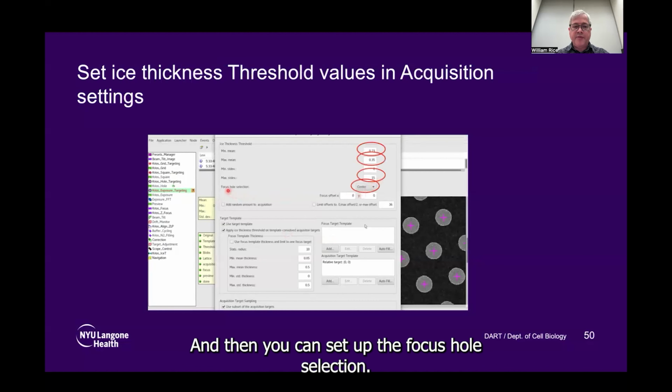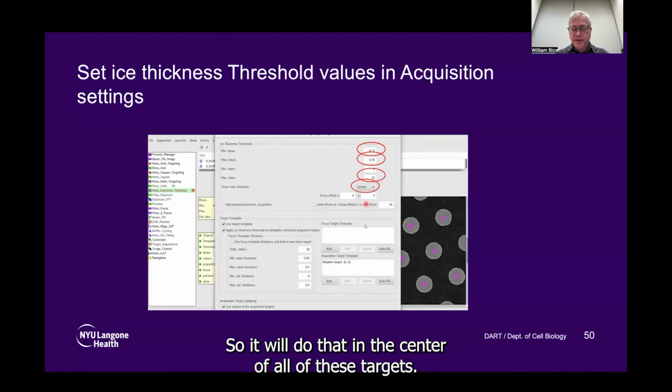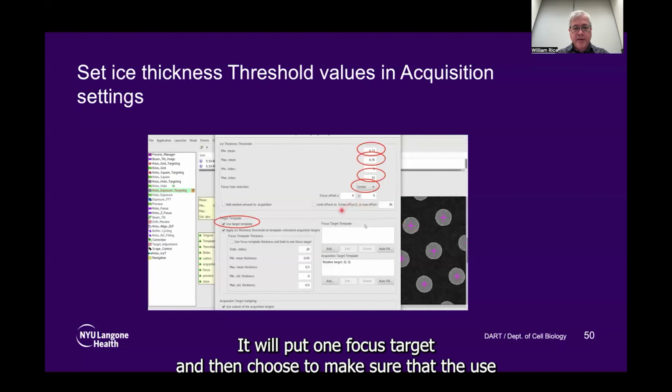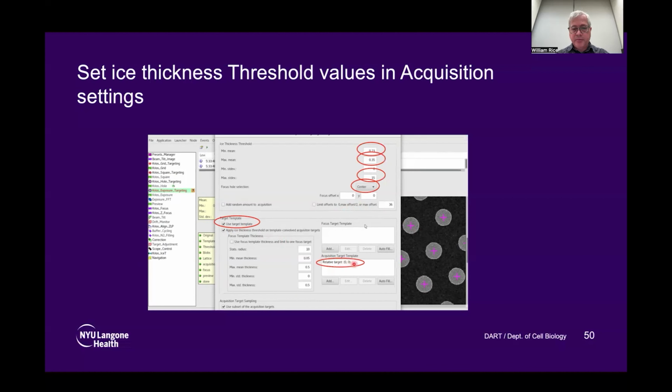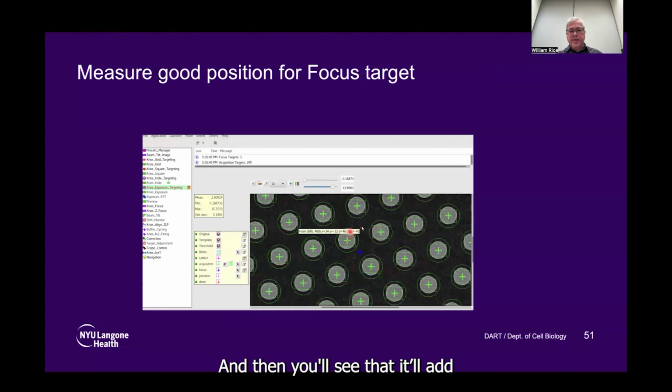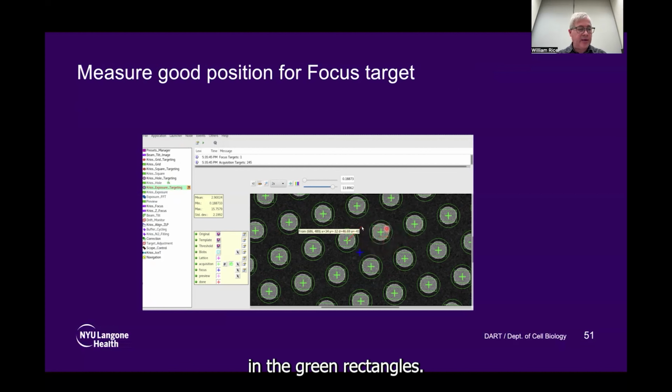And then you can set up the focus hole selection. For now, you can just put center, so in the center of all of these targets it'll put one focus target. Then make sure that the use target template is chosen, and put an acquisition target at 0, 0. Then you'll see that it has all of these acquisition targets, which are again shown in the green rectangles.